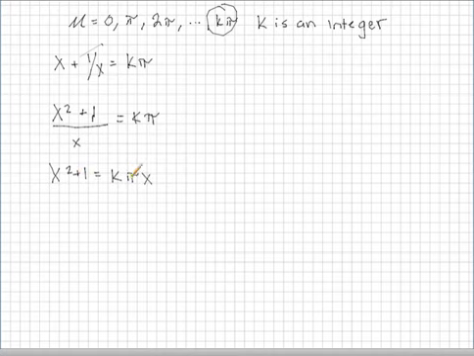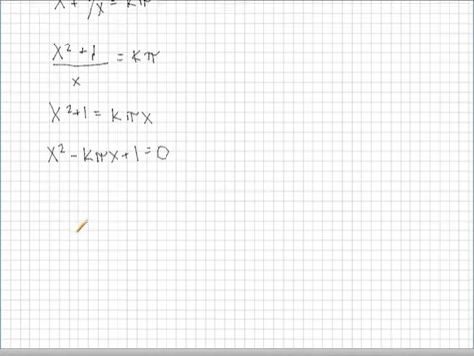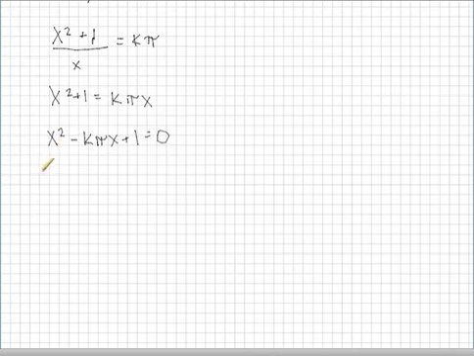Well, I see a quadratic equation emerging here that I don't think I'm going to be able to solve by factoring. Let's go ahead and put it into standard form so that we can solve it using the quadratic formula. It looks like our coefficients are a is equal to 1, b is equal to negative k pi, and c is equal to 1. Now if we go ahead and plug these into the quadratic formula, our solutions will just pop right out.